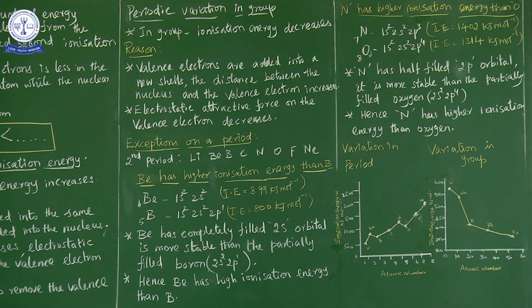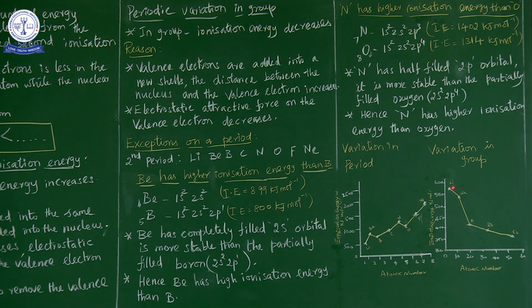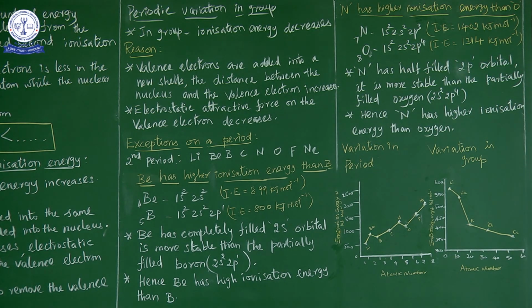This is the period. And then group wise, down the group the ionization energy decreases. Here the first group elements are discussed: lithium, sodium, potassium, rubidium, cesium. Down the group ionization energy decreases. It keeps decreasing. This is the variation of ionization energy in a period and in a group.